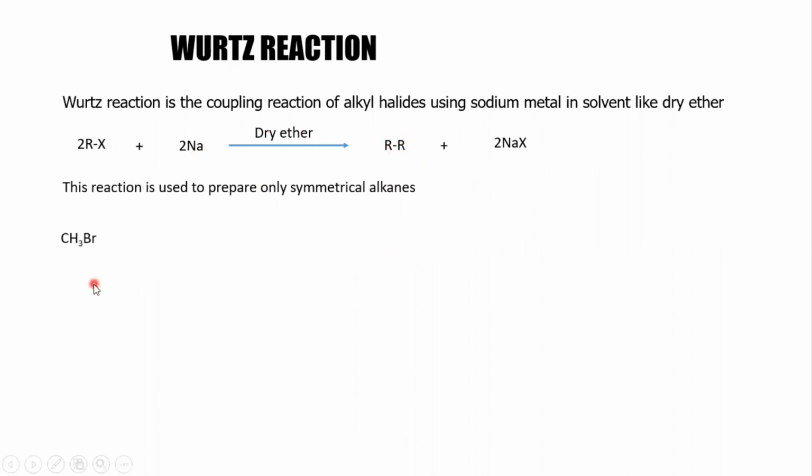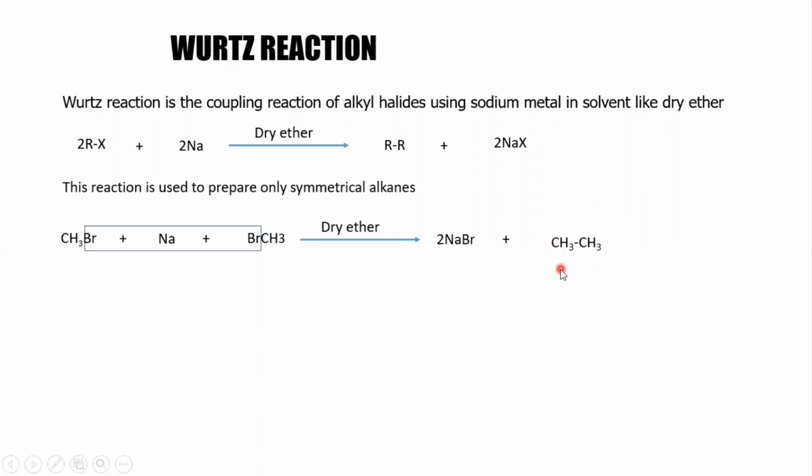So let us look at the reaction taking an example of methyl bromide. If you react methyl bromide with sodium metal in presence of dry ether as the solvent, then we are going to get ethane as the product. If you look at the reaction, the starting material has one carbon atom and in the product we get two carbon atoms. So in this reaction, we always get the product which has double the number of carbon atoms when compared to the starting material.